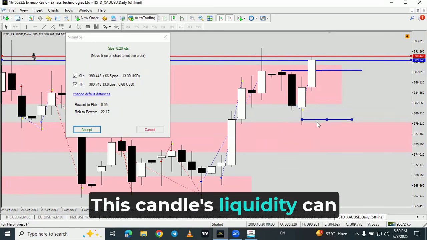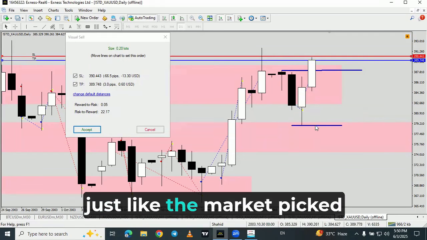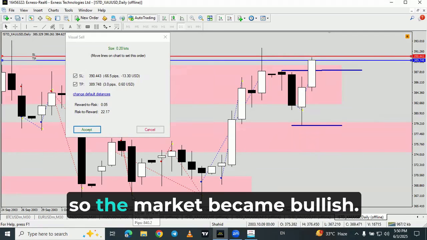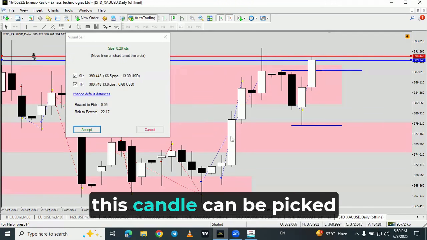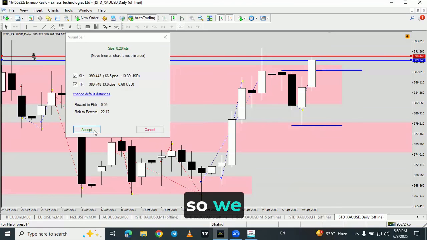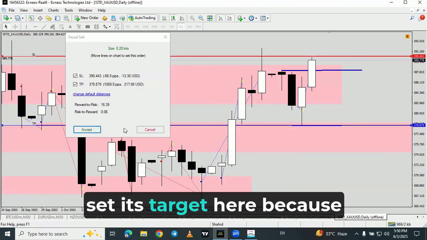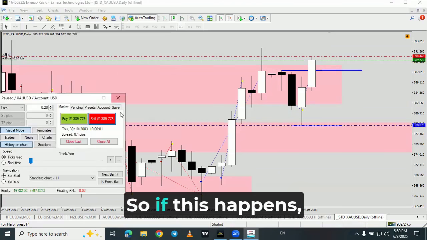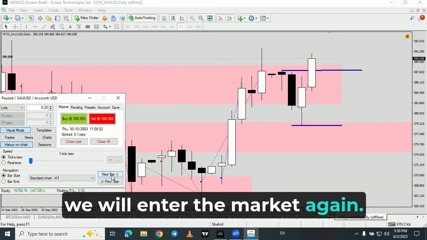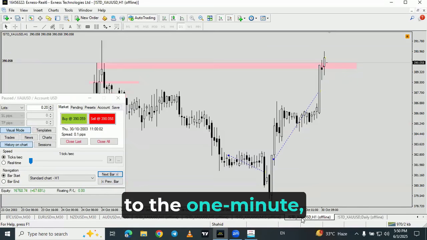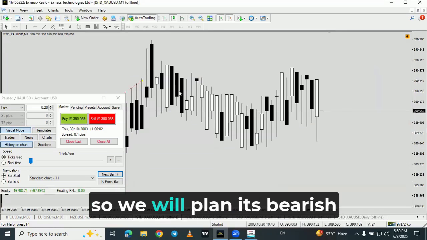This candle's liquidity can be picked by the market, just like the market picked this candle here, so the market became bullish. So here this candle can be picked by the market, so we set its target here because we are at the top. If this happens, we will enter the market again. See what happened according to the 1-minute. It seemed like no issue, so we will plan its bearish trade here.